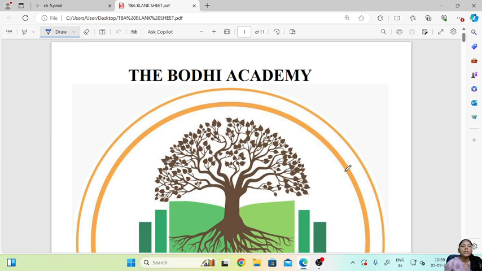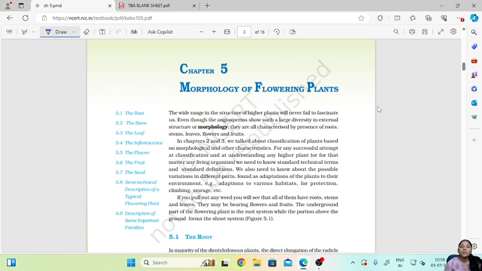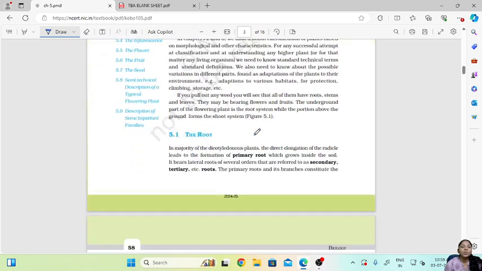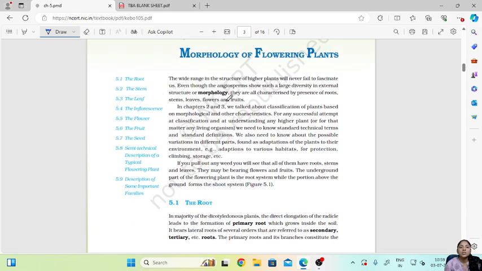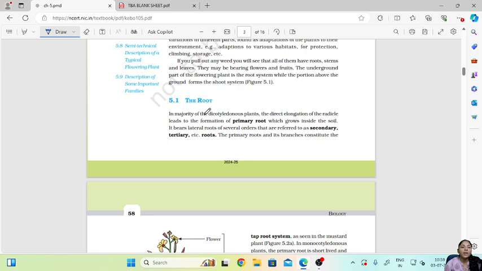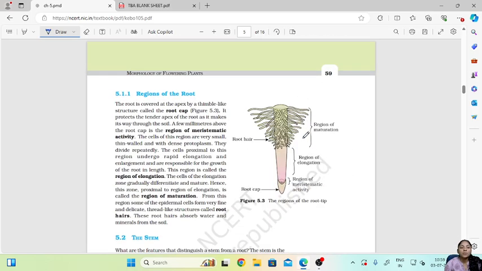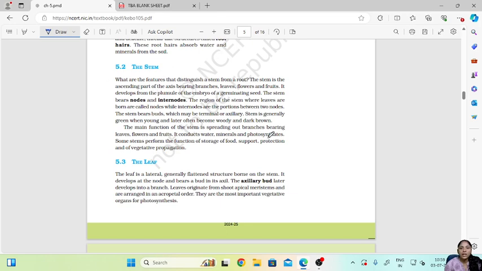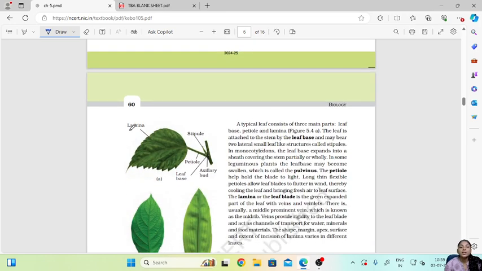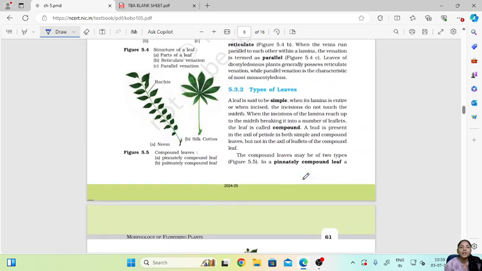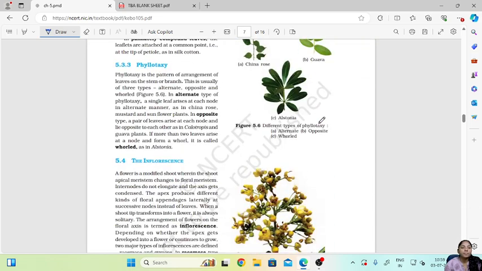In today's video, we will continue with the 11th biology chapter 5, that is the morphology of flowering plants. So in the first video we have learnt about all the different morphological structures in a flowering plant. We have seen the root structure, its different parts, then different types of roots, then we have learnt about stem, its different parts, and then leaves, then the three main parts of a typical leaf, the venation of leaves and the types of leaves. Then we have also learnt about the phyllotaxy.